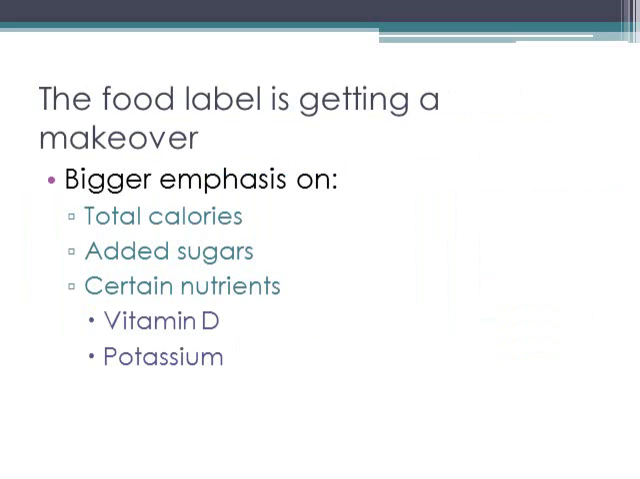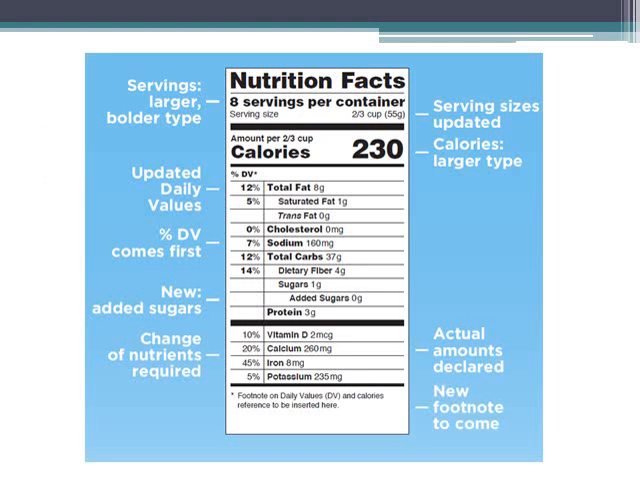So let's talk about the food label getting a makeover. Again, this is the first time in really 20 years that anything is being changed. This is currently under review or in the comment period, but the new label will put a bigger emphasis on total calories, added sugars, and certain nutrients like vitamin D and potassium. And thinking back to our dietary guidelines lesson, vitamin D and potassium were both identified as nutrients of concern.